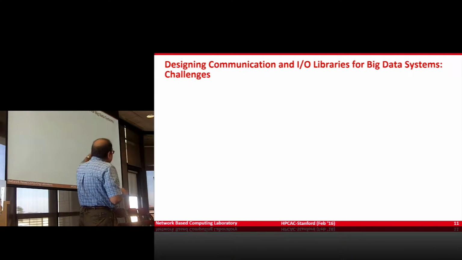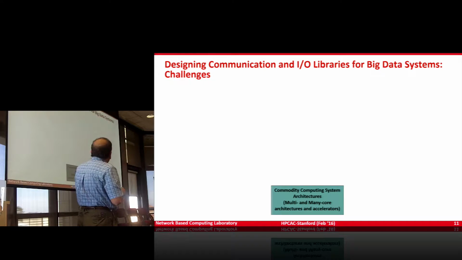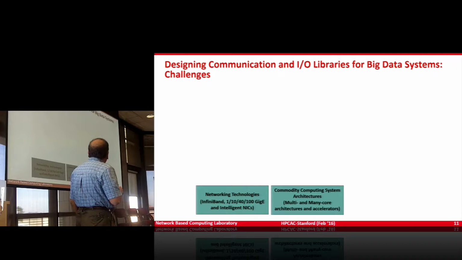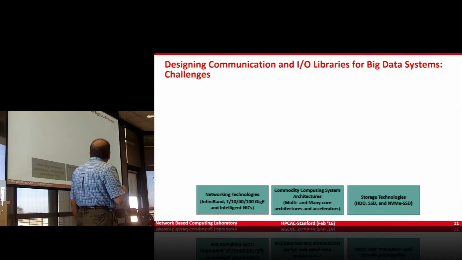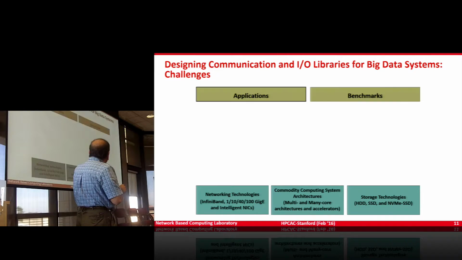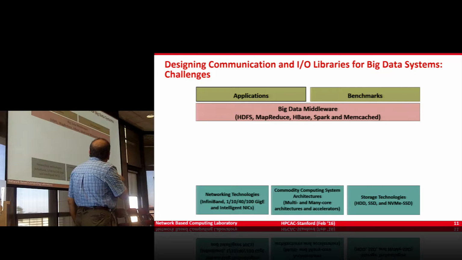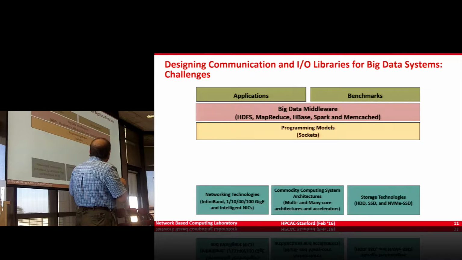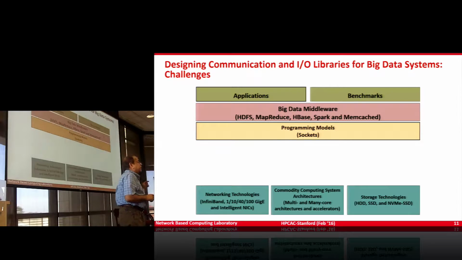Just like yesterday I showed a stack, similar kinds of issues also happen here. If we want to design high-performance communication and I/O libraries, we have the commodity computing systems, multi-core, many-core, networking technologies, storage technologies. These are the top levels. We have the big data, so all the Hadoop, MapReduce components lie here. And traditionally, all these are written with sockets. That is the fundamental thing which we will try to address.